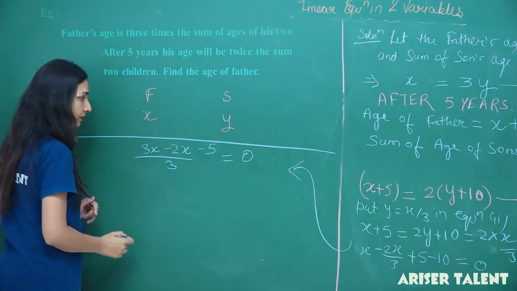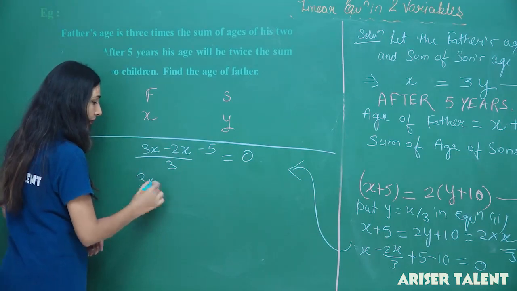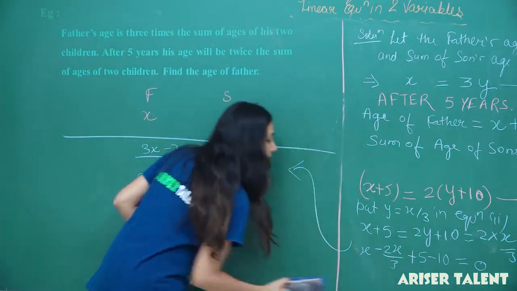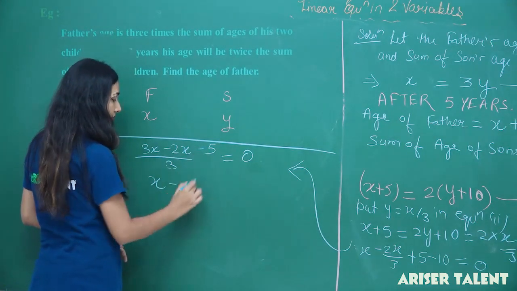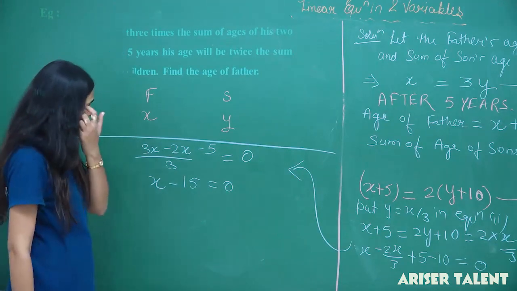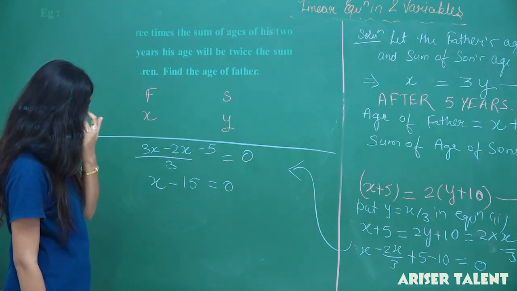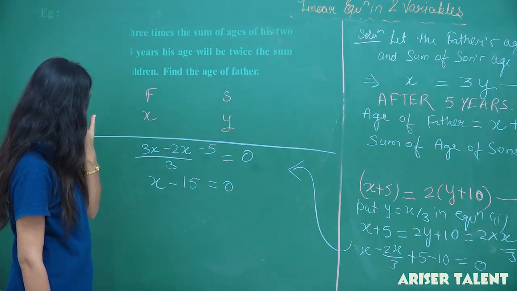equals to 0. Now, can I send this 3 here? So, 3x minus 2x is nothing but x. So, can I write only x here? Minus this will be 15 here equals to 0. 15 here? Something is missing here. Okay, father cannot be of 15 age.